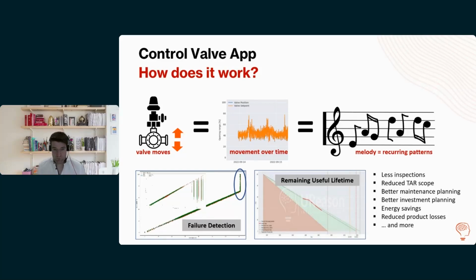As a result, listening to this music of the valve allows for less inspection. You can reduce the scope of the turnarounds. It allows for better maintenance planning, better investment planning. You can even save energy. Control valves by design destroy energy. Better control valve condition saves significant energy. You can reduce production losses, and many more nice things can be done by being able to listen to and interpret the music of a control valve.